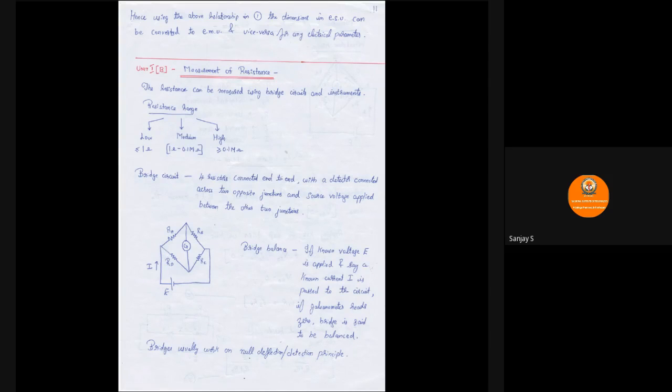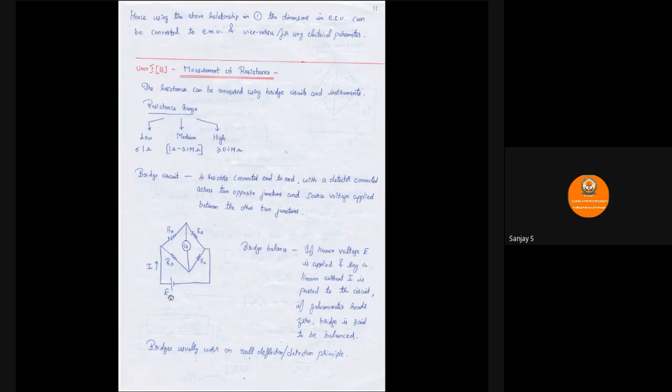So whenever the circuit is to be called a bridge circuit, there should be four resistors connected end to end. But in one opposite pair of junctions, you should have a detector. In the other pair, you should have a source or a battery. Then it is called a bridge circuit. And the bridge circuits that we are going to use for measurement of resistance are basically DC bridge circuits, because the source voltage is always DC.